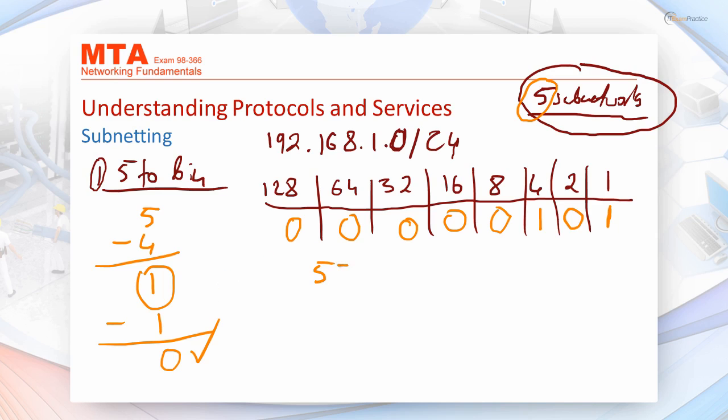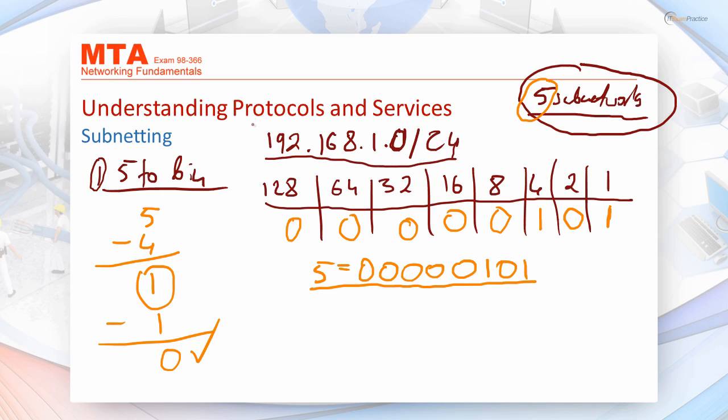It means that 5 in binary is 0, 0, 0, 0, 0, 1, 0, 1. Yep. That is 5 in binary. Okay. If you're not sure, just do it again. Make sure that you're comfortable with that, because that is something you will need.